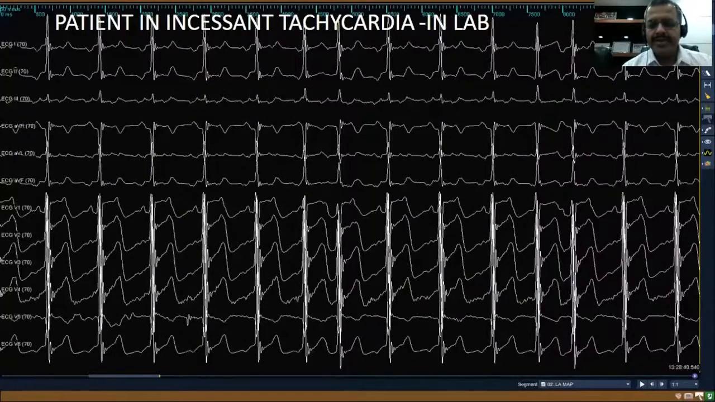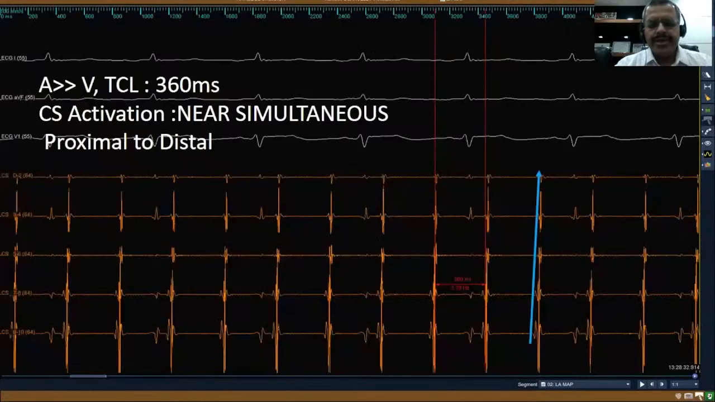And he was brought to the lab in tachycardia as well. You can see that the flutter waves were negative in leads 1, 2, and AVF, positive in V1, almost isoelectric in the mid-precordial leads, and negative in V6. On the intracardiac recording, you can see that the A's are more than V's, with a cycle length of 360 milliseconds. The CS activation is near simultaneous from proximal to distal timing.